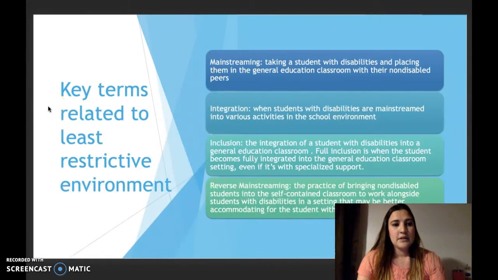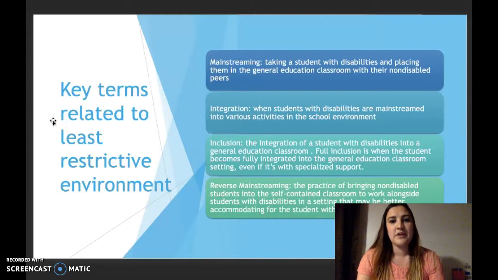There's some key terms that are related to least restrictive environment, and I wanted to go over a few of those with you. The first one is mainstreaming, and what mainstreaming is, it's taking a student with disabilities and placing them in a general education setting alongside their peers. So what we were just speaking about with bringing students with disabilities into the general classroom, making sure that they get to work alongside their peers, putting them on the same level of learning as their peers, even if that means with a modified curriculum.